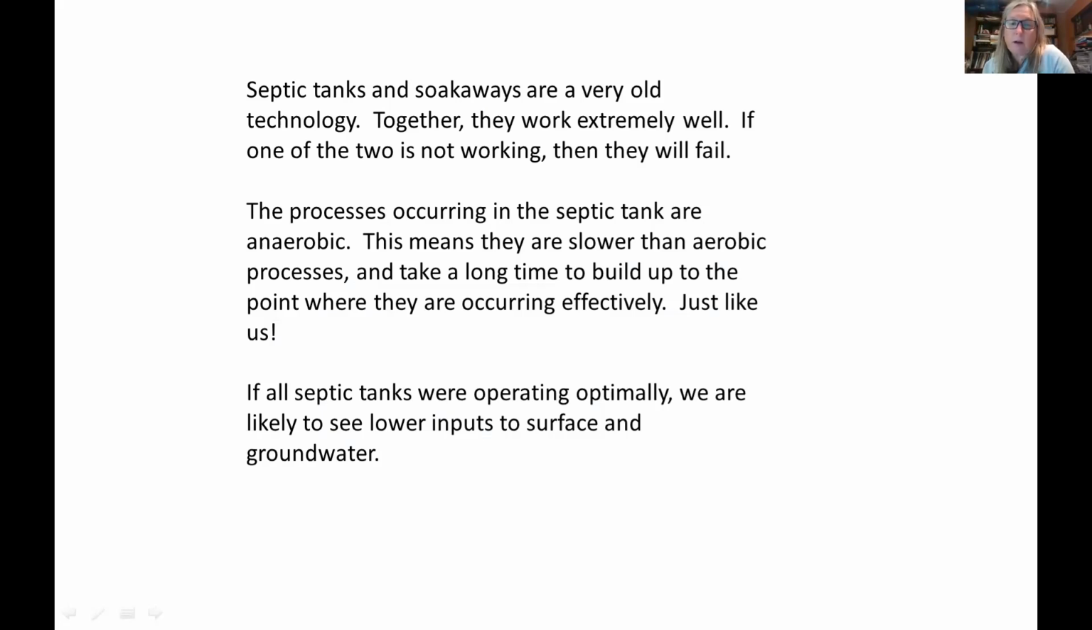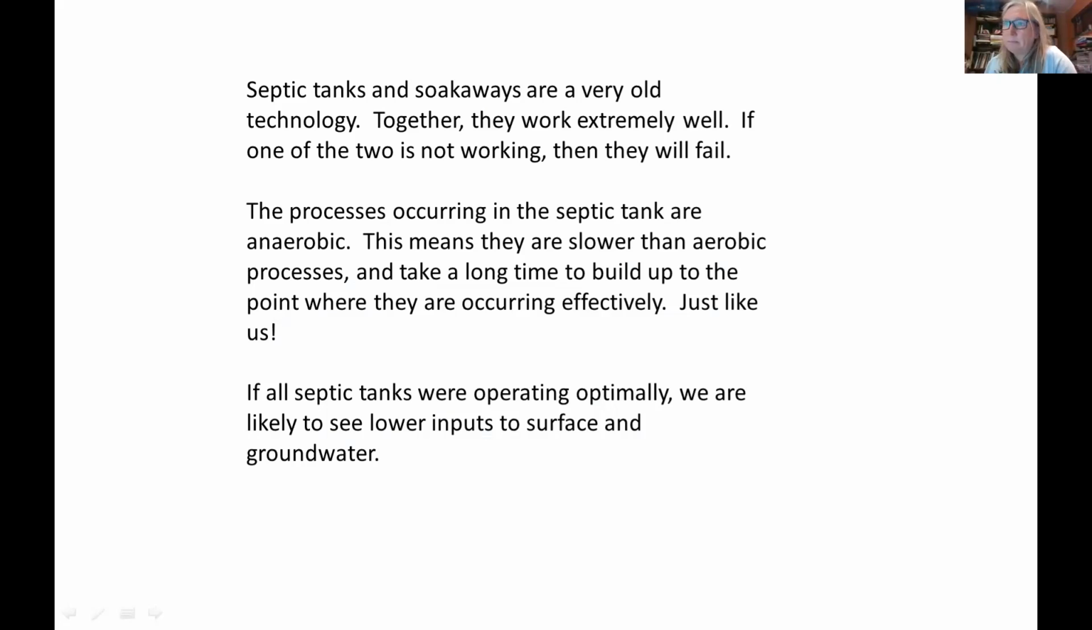So they will take a long time, and they'll take a long time to build up to the point within a septic tank where they are occurring effectively. In fact, just like the human body. We're mostly water. We're also 50% bacterial cells. So we are also like small wastewater treatment plants walking around. And we, as we know, don't often want to clear out our bacteria completely and start again, but at times it's necessary.